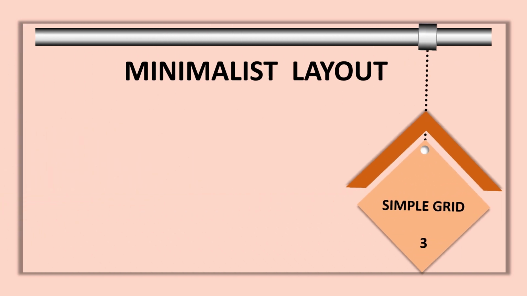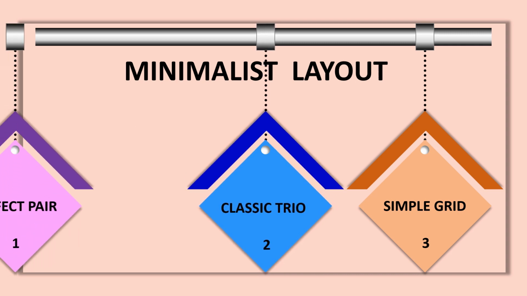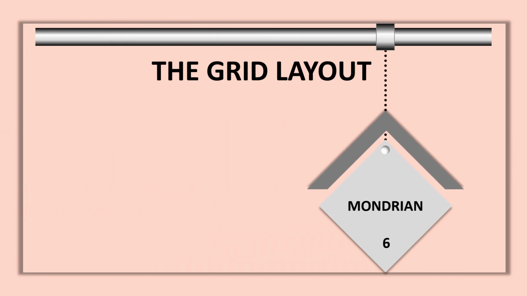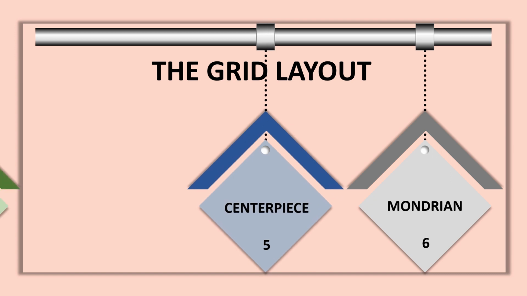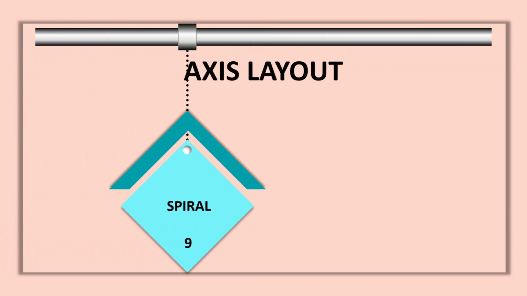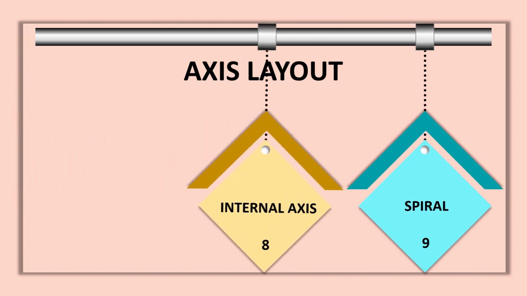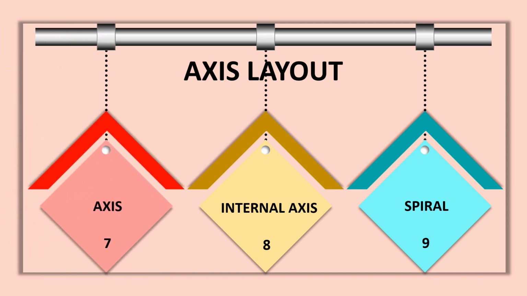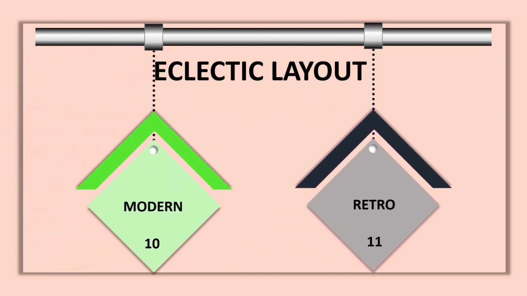I've grouped the layouts into 4 groups. Group 1 is the minimalist, where we'll talk about the perfect pair, classic trio, and simple grid. Group 2 is the grid layout, where we'll talk about the classic, centerpiece, and Mondrian. Group 3 is axis layout. We'll talk about the axis, internal axis, and spiral. And the last group is eclectic layout, where we'll talk about modern and retro.